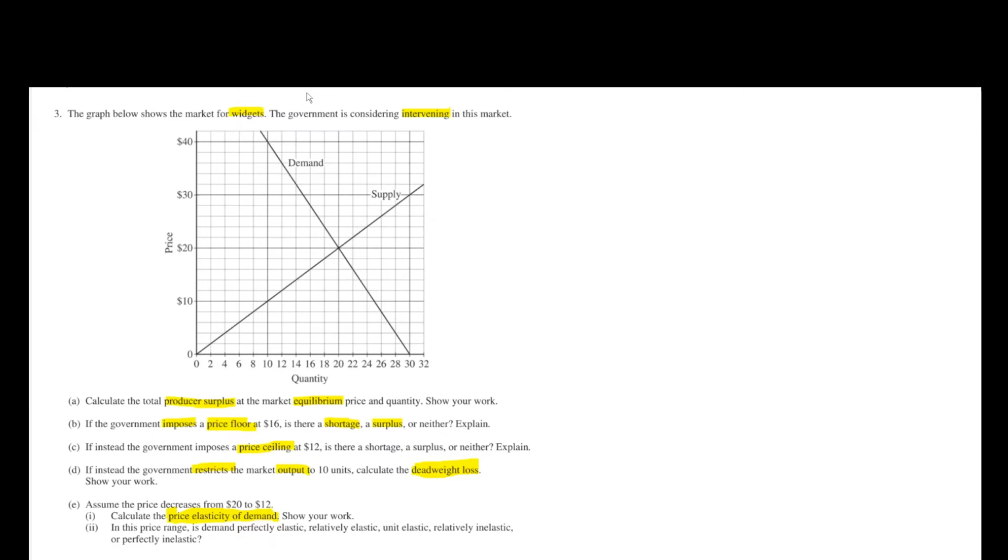Okay, so the next part, it says calculate the total producer surplus. So you probably remember from your course or from your reading that a producer surplus is the difference between the cost of production as shown on the supply curve and the actual price that is received, which here at the beginning of this question is $20. So it's that area of the triangle.